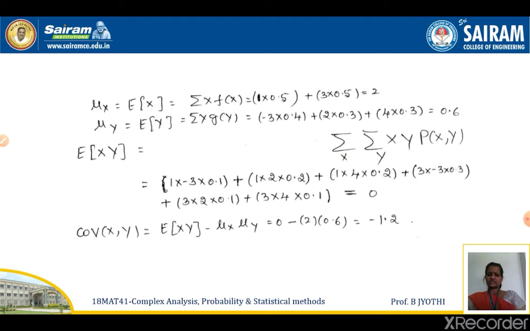So respectively it has been multiplied, and that gives us equal to 0, because some of them are negative over here. You can observe this is negative and this is negative. So when you add everything, it will become 0. So we are getting E of xy is 0, and covariance of xy is given by E of xy minus mu x into mu y, that is 0 minus 2 into 0.6. This we have calculated, 2 and 0.6. So when we take this, it will be minus 1.2.